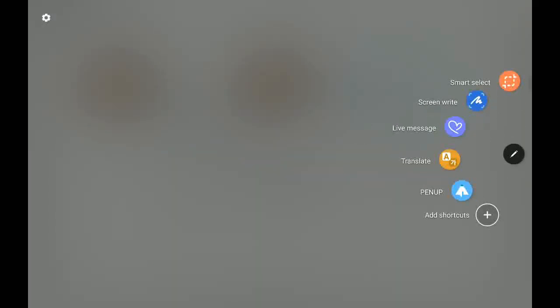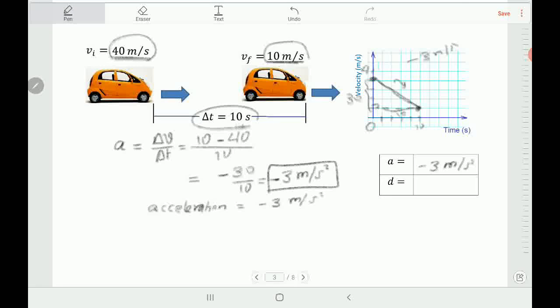But if you are asked to find the deceleration, don't write the negative sign. Write 3 without the sign. Why? Because the word deceleration already has embedded inside its meaning that the speed is decreasing. So you cannot put a negative on a decrease, okay? So you have to be careful about this point.